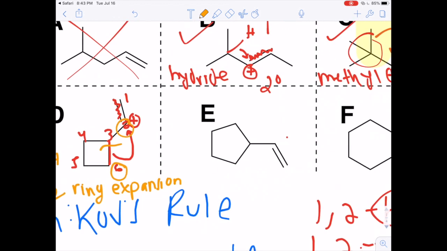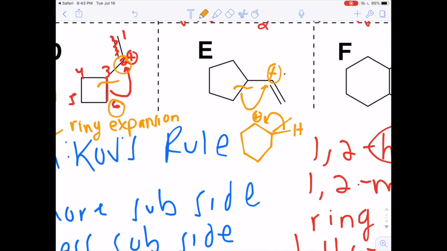Okay, so for E, it looks like we have a 5-membered ring in that vinyl substituent again. So we're going to form a carbocation here. This carbon-carbon bond is going to break and attack there. So I can rationalize that we are going to form this structure. And again, you can do a subsequent hydride shift to form that tertiary carbocation. Okay? So you can do subsequent shifts as long as each time you do a shift, it is more and more stable.